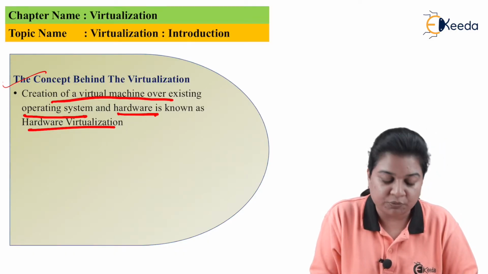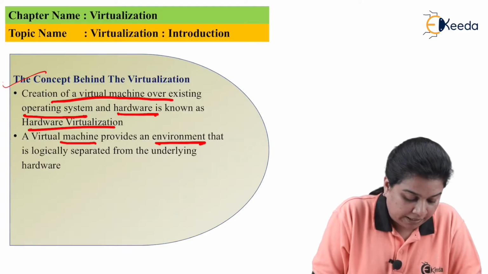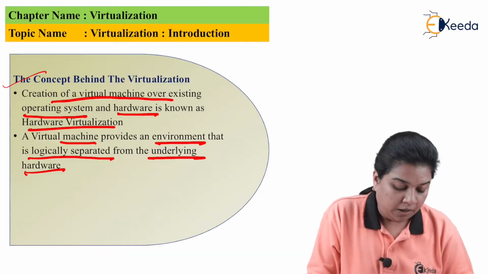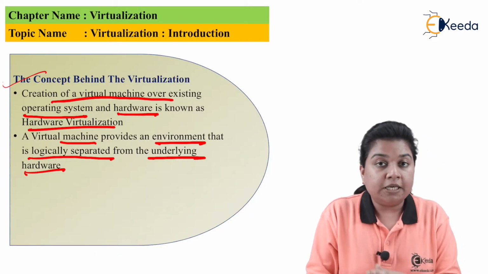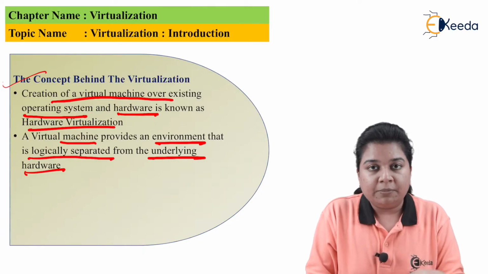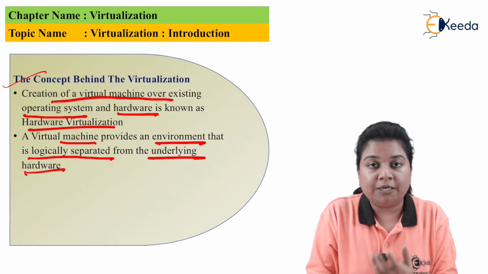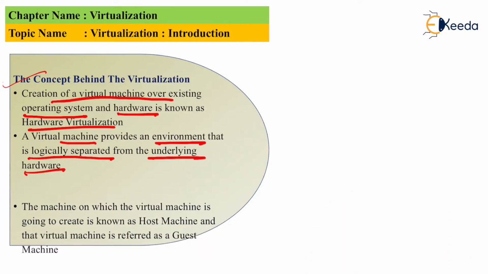Now, creation of a virtual machine over existing operating system and hardware is known as hardware virtualization. We have discussed before. A virtual machine provides an environment that is logically separated from the underlying hardware. Now, logically separated from underlying hardware means physically it is not separated. That means you are accessing the same physical machine which is present there, but logically it is a new machine or a different machine which a user is accessing.